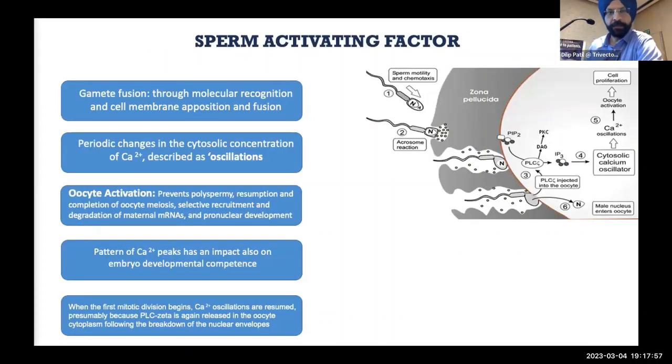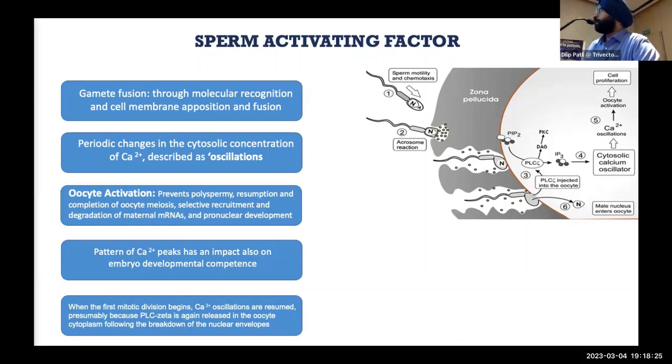When you look at the first sperm factor, it is the sperm activating factor, or the PLC zeta. After the gametic fusion through molecular recognition and cell membrane opposition and fusion, there are periodic changes in the cytosolic concentration of calcium described as oscillations. This leads to oocyte activation, which leads to cortical reaction, preventing polyspermy, resumption of oocyte meiosis, selective recruitment and degradation of maternal mRNAs, and pronuclear development.